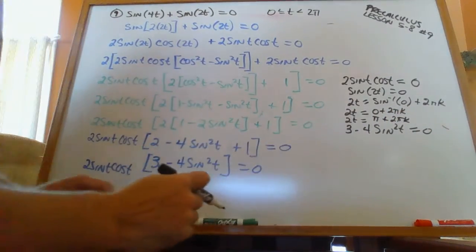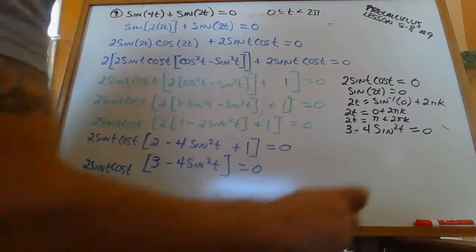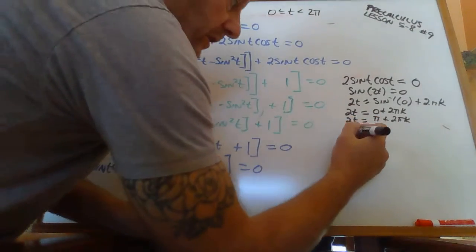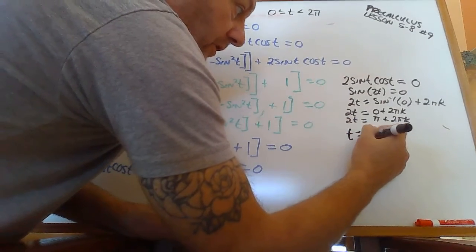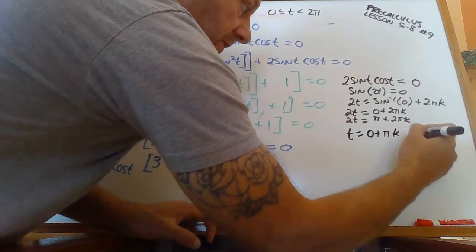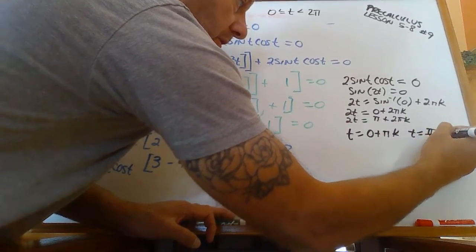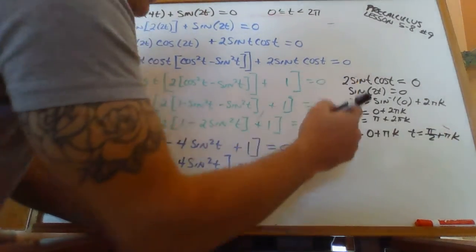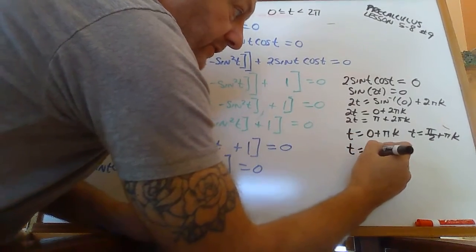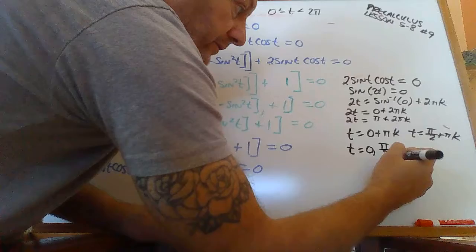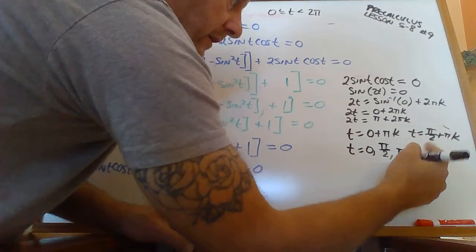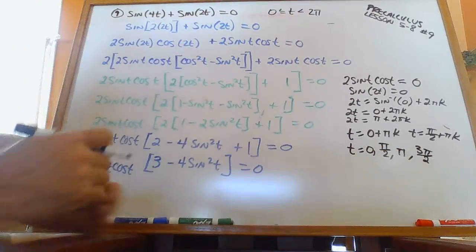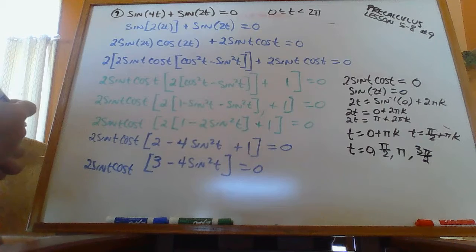And if I divide both of those by 2, I ran out of room here. Let's move this. If I divide both those by 2, I get t equals 0 plus pi k, and t equals pi over 2 plus pi k. So the answers I'm going to get out of this part are going to be 0, pi over 2. I add pi to that, I get pi. Add pi to that, I get 3 pi over 2. If I add pi to that, I get 2 pi, but that's outside because it's not included there. So I got 4 answers from that part.